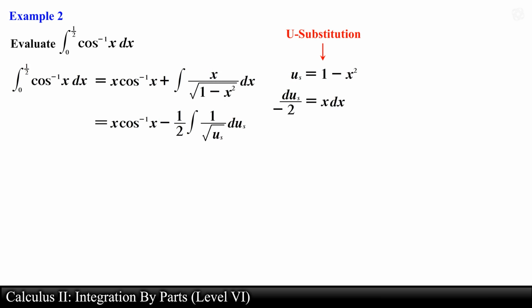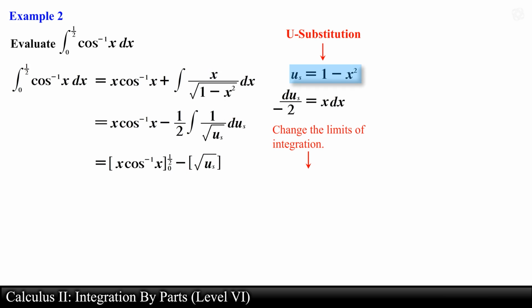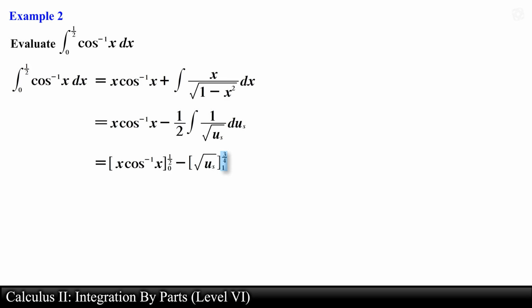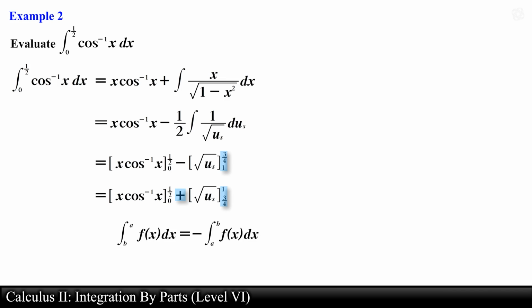The next step is to change the limits of integration. So using the expression we used to carry out the substitution, we see that 0 is equivalent to 1, and 1/2 is equivalent to 3/4. Notice that the lower limit is greater than the upper limit. We can fix this by reversing the limits of integration and multiplying the integral by a negative number. Recall that the integral from b to a of f of x dx is equal to negative the integral from a to b of f of x dx. So in doing that, we have the following.